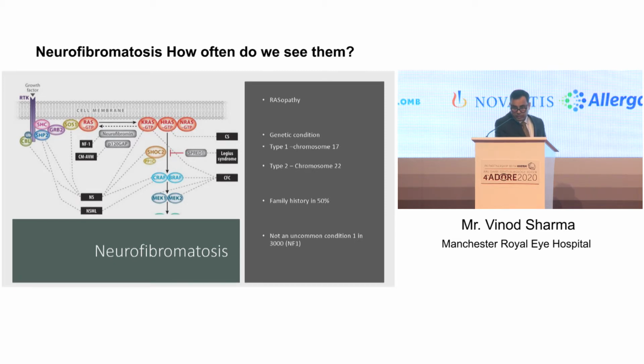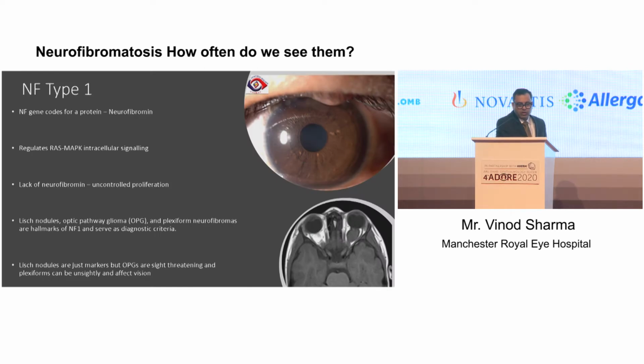Often there'll be a family history in half of them, so half of them can be first presentations. And it's not an uncommon condition. It's 1 in 3,000. So the gene which codes for neurofibromin is affected in NF, and as I said, it regulates the RAS MAPK intracellular signaling pathway. Now, neurofibromin actually regulates cell growth. So if there is a defect in neurofibromin, you get massive cell growth. So that's why you get the neurofibromas and you get all these masses.